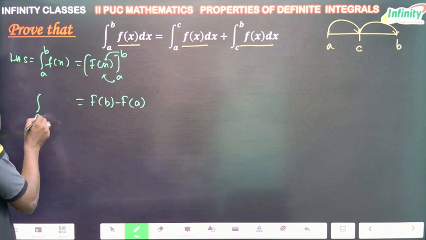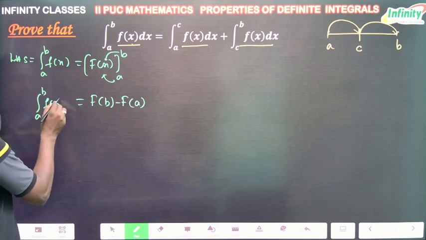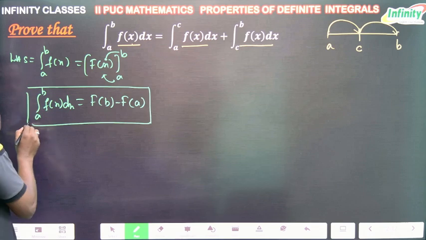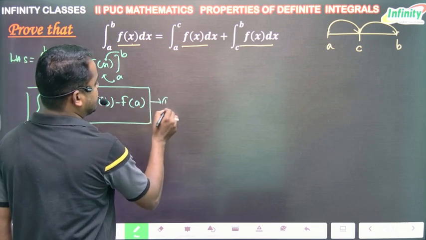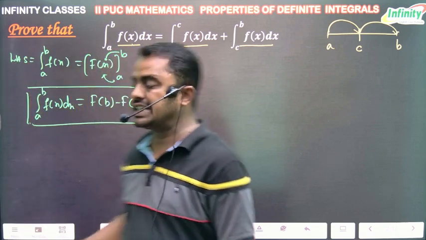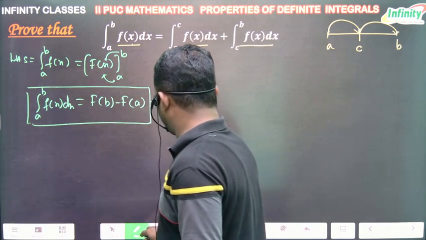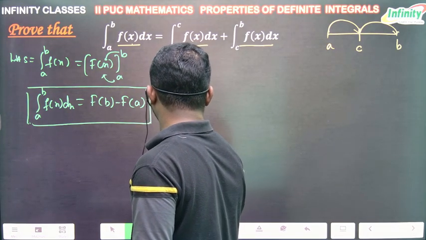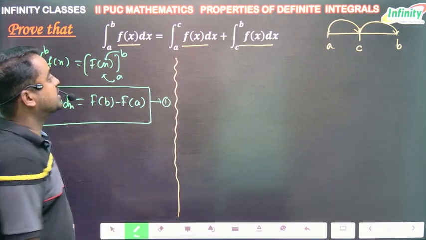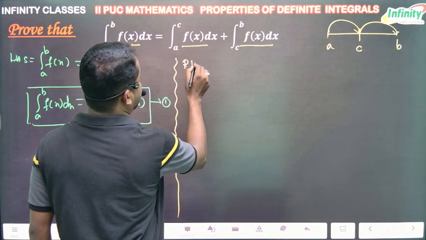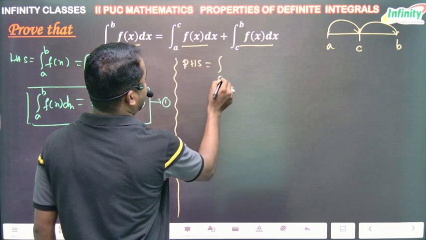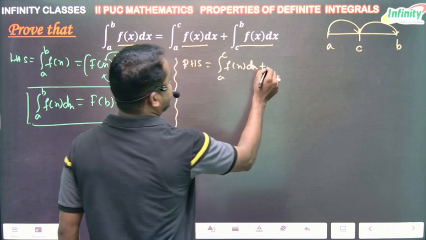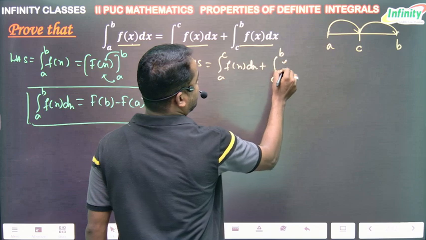That is, integration of a to b f of x dx is equal to F of b minus F of a. Let us call this equation 1. Now similarly we have to solve the right hand side part of this proof. RHS is equal to integration of a to c f of x dx plus integration of c to b f of x dx.